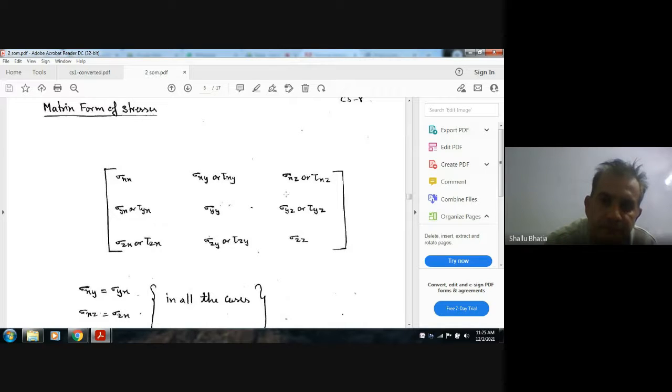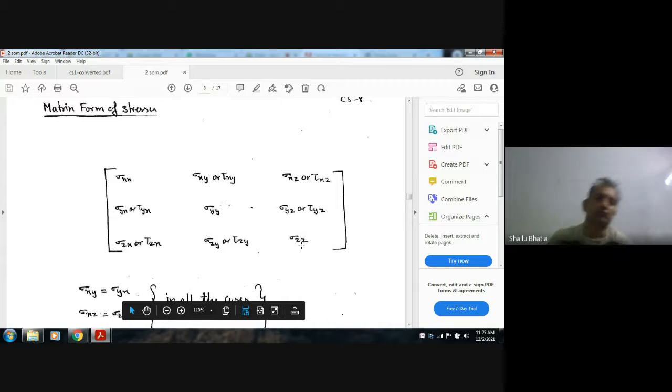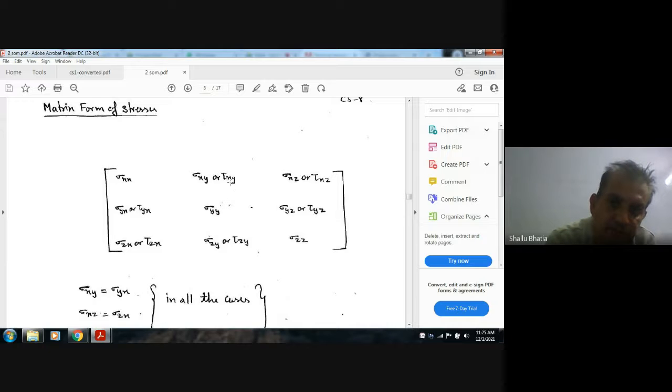Whenever the letter remains the same, like sigma xx, sigma yy, and sigma zz, it is normal stress. And complementary shear stresses are always equal. It means tau xy and tau yx will be equal but opposite in direction. Similarly, tau xz and tau zx will be equal but opposite in direction. Similarly, tau yz and tau zy will be the same but opposite in direction.